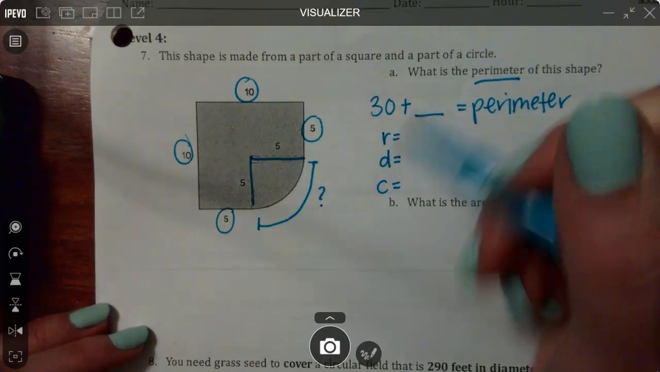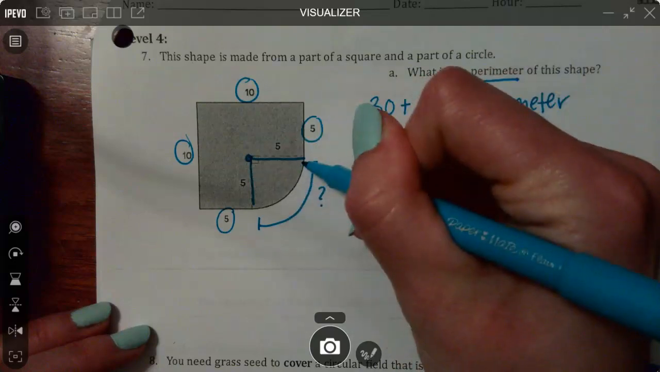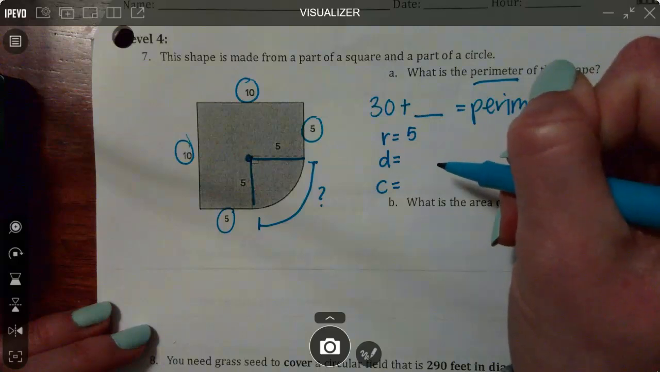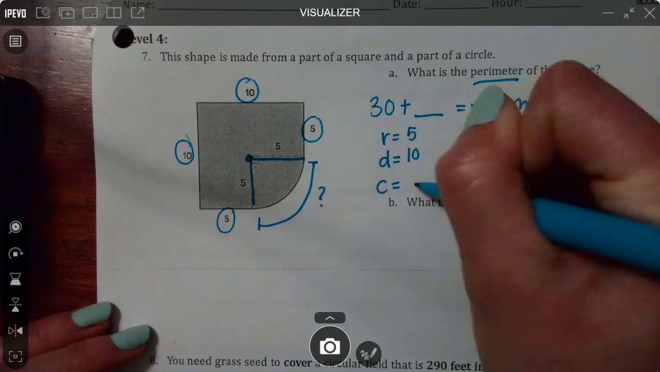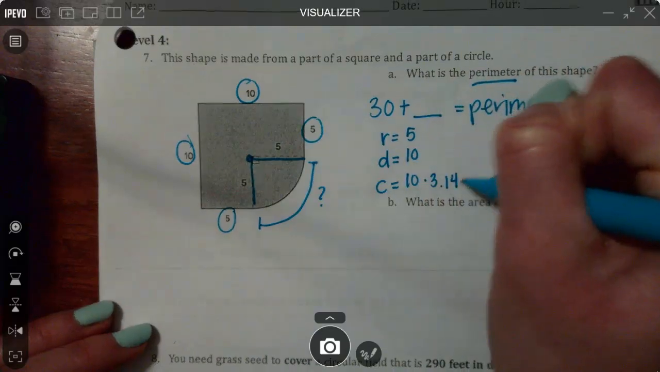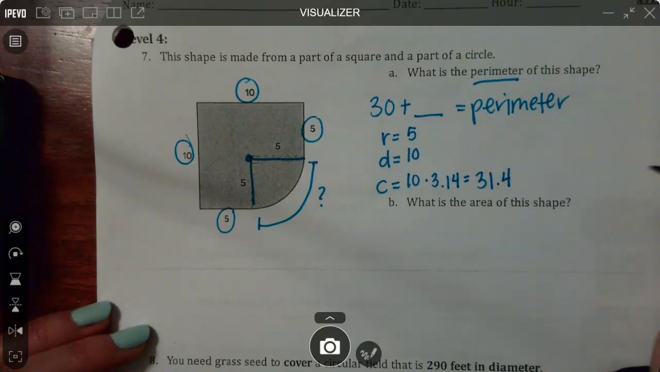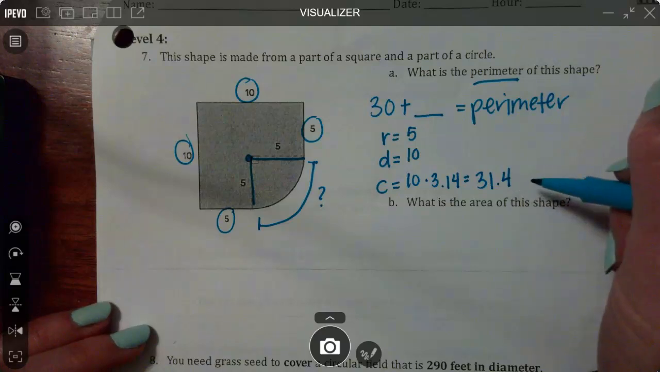Well, right now, here's the center of my circle. My radius is from center to the rim. Well, that would be 5. If the radius is 5, I know I do times 2 to get 10 for the diameter. Now for my circumference, I'm going to do diameter times 3.14 in my calculator. So it's going to be 31.4. Again, that would be if I had a full circle, but I don't.